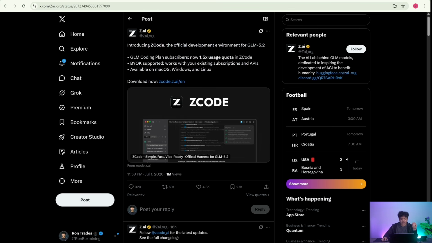All right, so what's happening here is the official launch of Z.Code. This is the dedicated development environment for GLM 5.2. It's not just a wrapper, it's a full agentic development environment with bring your own key support, meaning you can bring your own API keys and existing subscriptions, and it's cross-platform on macOS, Windows, and Linux. So it doesn't have to be a GLM coding plan. It can be another Chinese model.